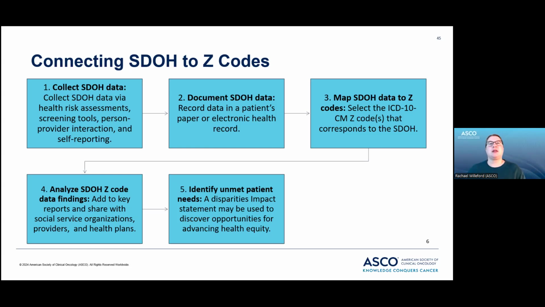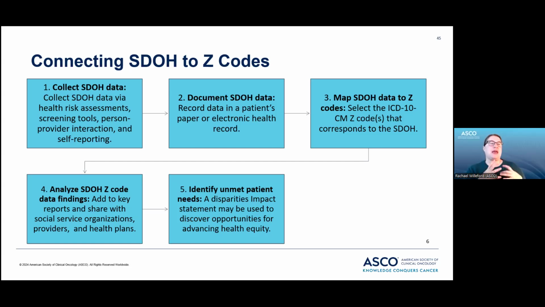Next would be documenting that data in the patient's health record. Then the data would be mapped to Z codes. You would select the appropriate ICD-10 Z code that corresponds to the social determinants of health. And we're going to talk about that and reporting in the next couple of slides.